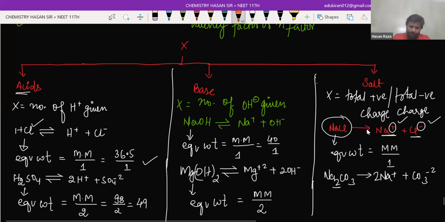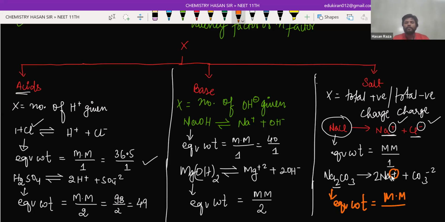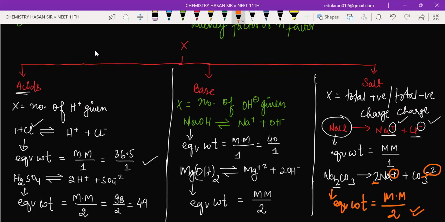Now, if you calculate the equivalent weight of this, it is the molar mass divided by either the positive charge or the negative charge. One Na has one positive charge, so there is 2 Na. How many positive charges are there? +2. And the negative charge, you can see -2. So the charge will be equal, so 2 it is. This is how we calculate equivalent weight. Please do write it.